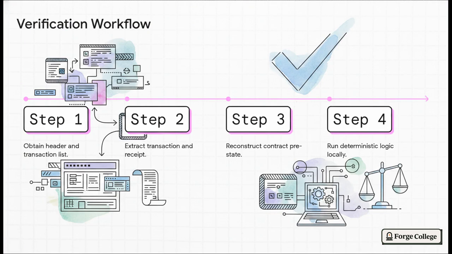Step 1. You obtain the block header and the transaction list. Step 2. You extract the specific transaction you care about and its receipt. Step 3. You reconstruct the contract's pre-state, basically, the exact balances right before this transaction happened. And finally, Step 4. You run that deterministic logic locally, right on your own machine. If your math matches the chain's math, the network told the truth. Boom, you just audited a blockchain.